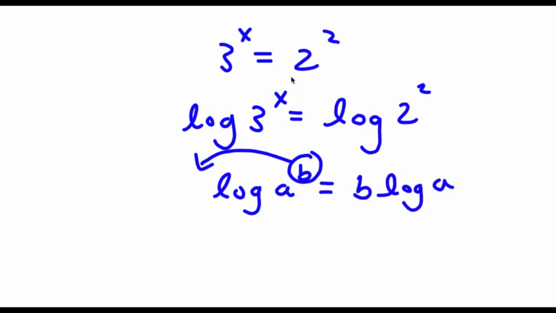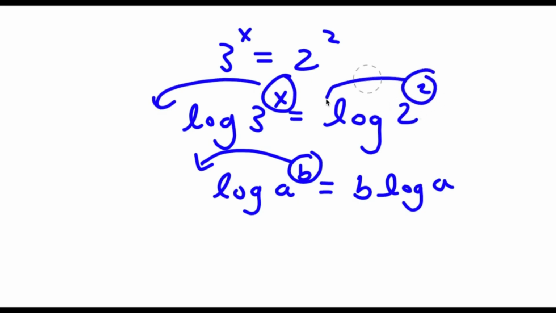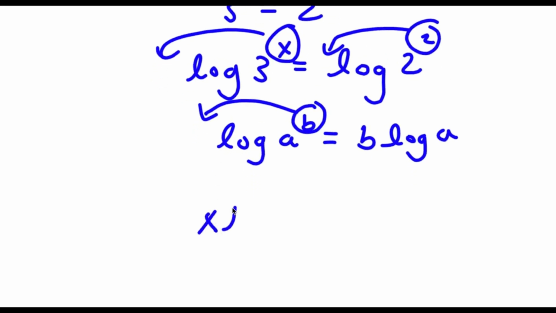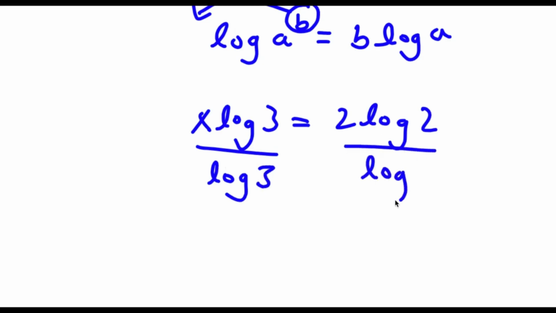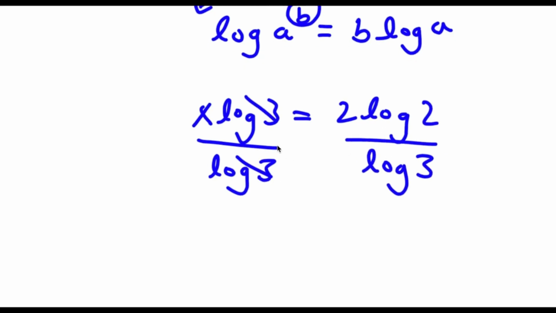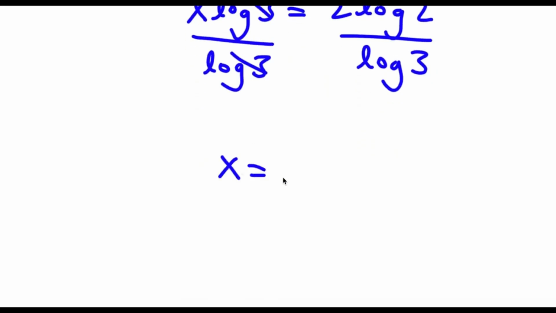So in this case, log 3 to the power of x, I can move x to the front, and log 2 to the power of 2, I can move 2 to the front. So these are going to equal x times log 3 and 2 times log 2. Now I'm going to go ahead and divide both sides by log 3. So then these two cancel out, and now I'm going to be left with x is equal to 2 times log 2 over log 3.